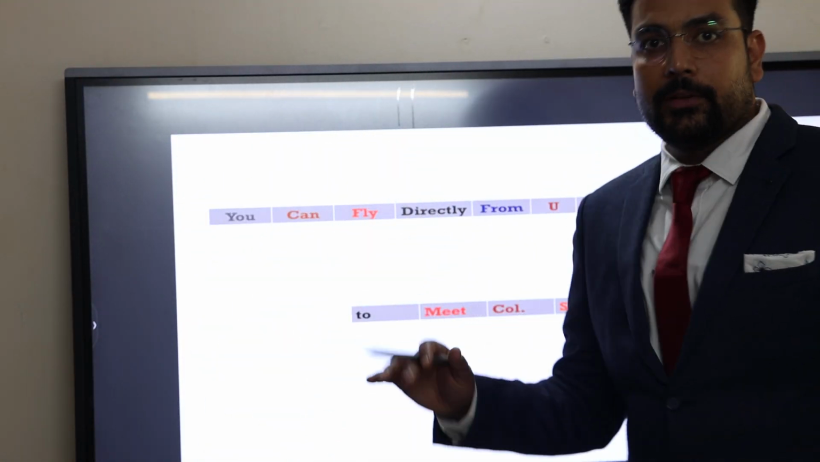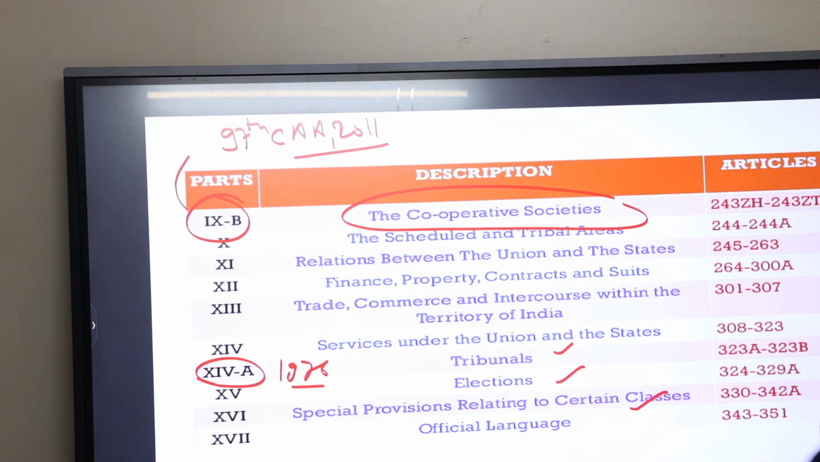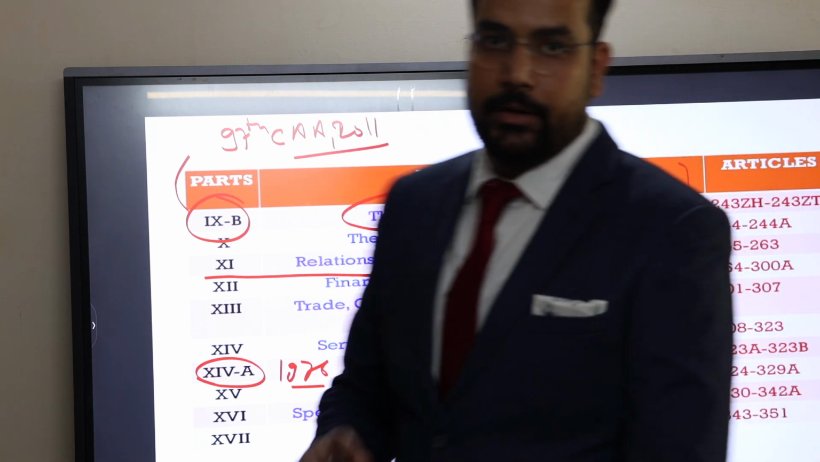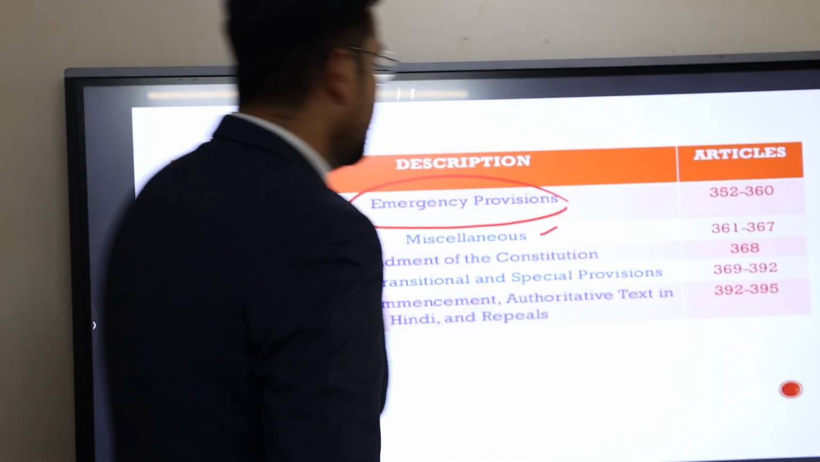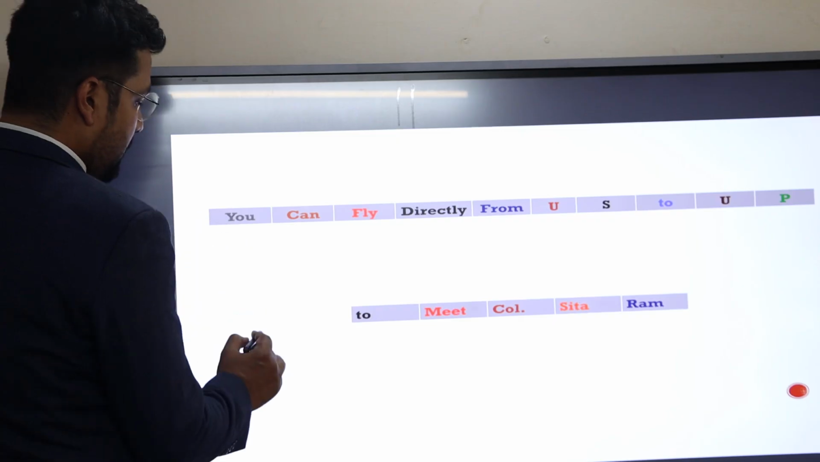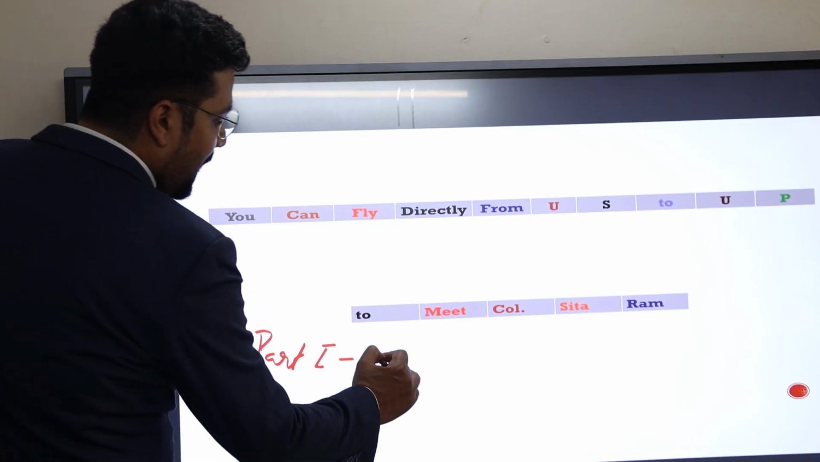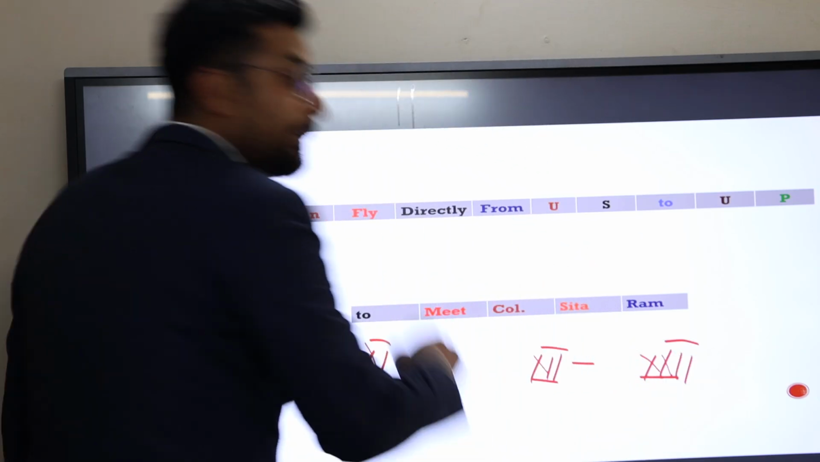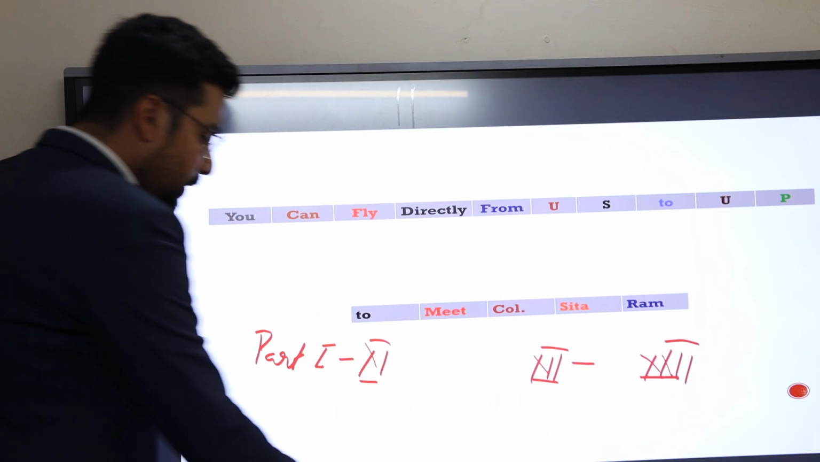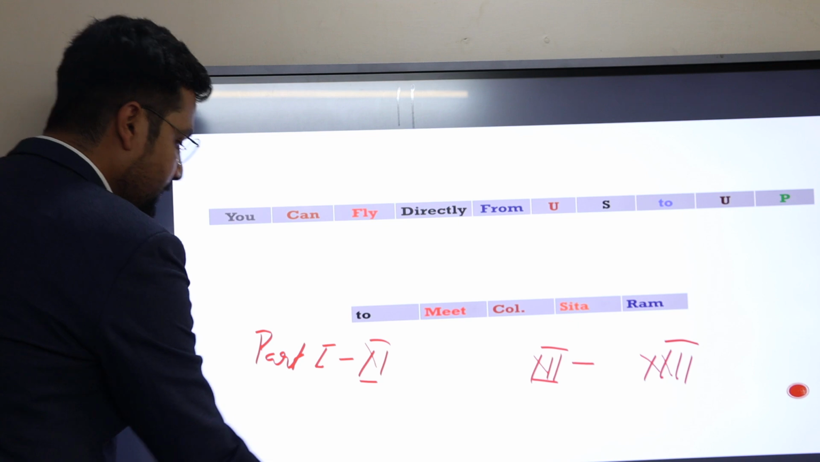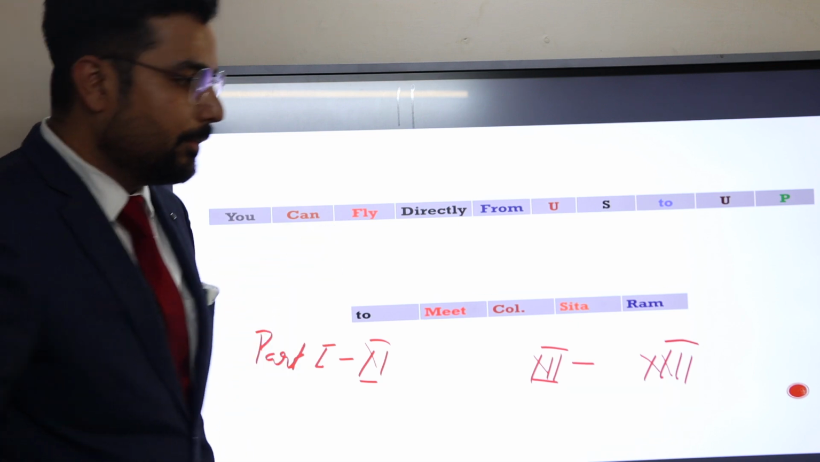Here is a trick, and for this trick we will divide all the parts of the Indian Constitution into two parts. First, we will talk about till part 11. This first trick will cover part 1 to part 11 of the Indian Constitution. And from part 12 to part 22, we'll see the second trick. So, to remember this trick, first we will memorize it.